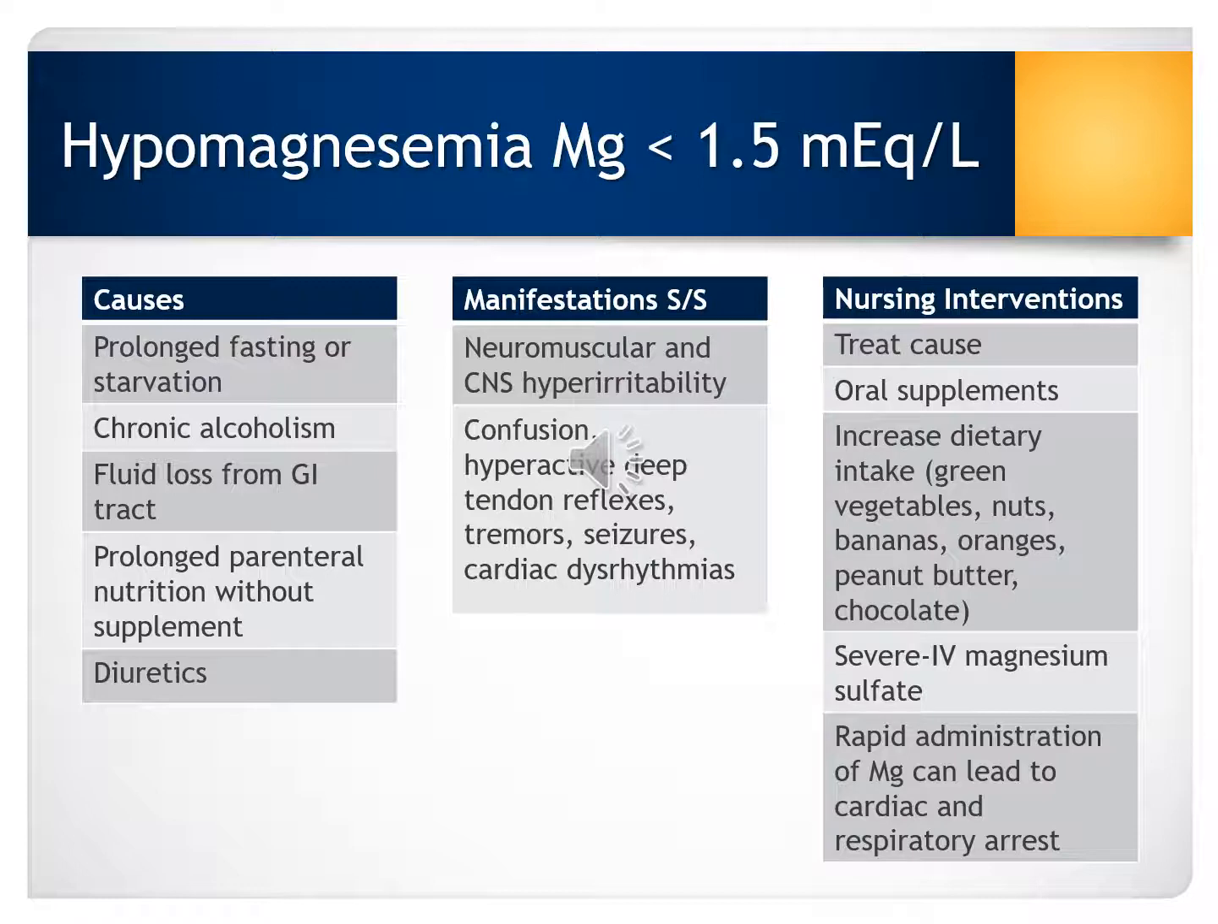So we'd want to treat the cause. We can give oral supplements. We can increase their dietary intake, and some foods are listed here for you that have high magnesium content within them. In severe cases, we can give IV magnesium sulfate. And we want to again make sure that we do not give the IV magnesium IV push or too fast. We would run it over whatever our hospital facility instructs us as the appropriate time, usually an hour or 2 hours, because if we administer it too fast, it can raise our magnesium levels too high, which can result in cardiac and respiratory arrest.